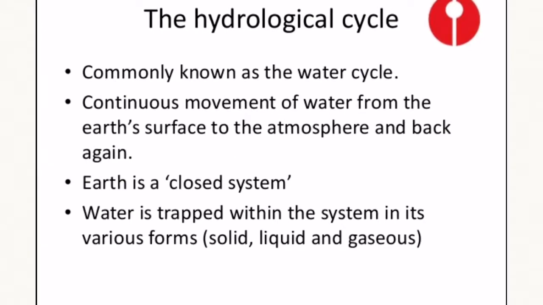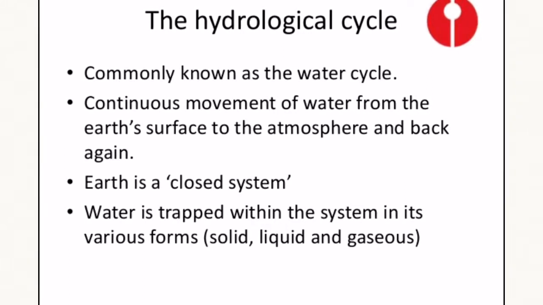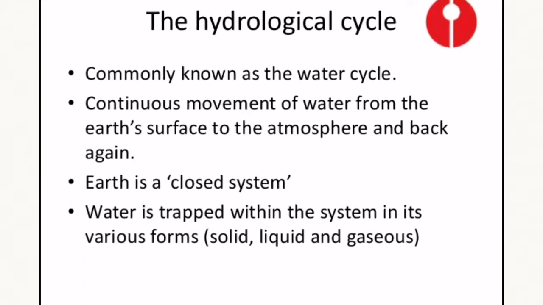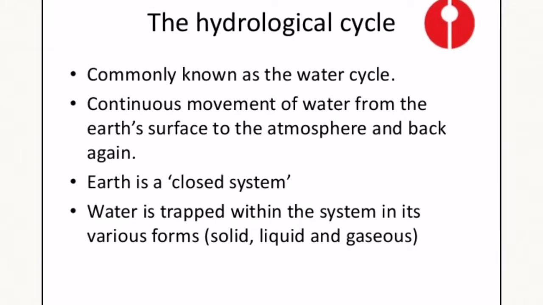The hydrological cycle. Now, you may know this as the water cycle in primary school, but given that we're now in secondary, the correct geographical term is the hydrological cycle. It refers to the continuous movement of water from the Earth's surface to the atmosphere and then back into form on the Earth's surface. Now, the Earth, you must remember, is a closed system.